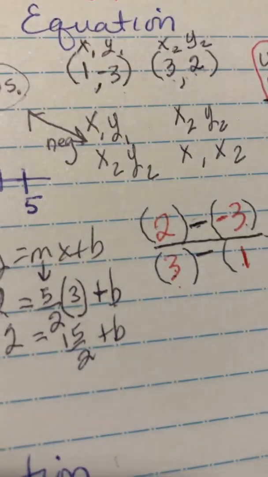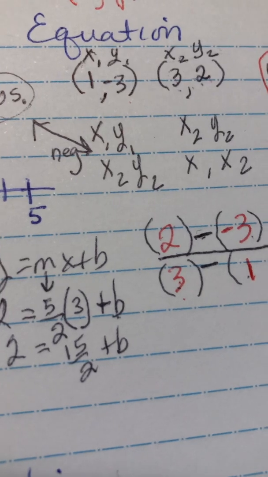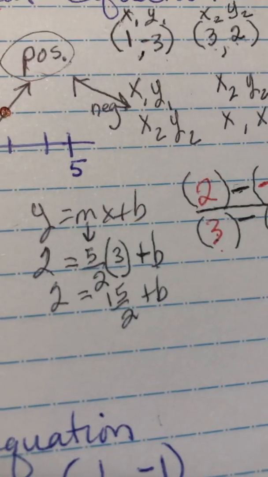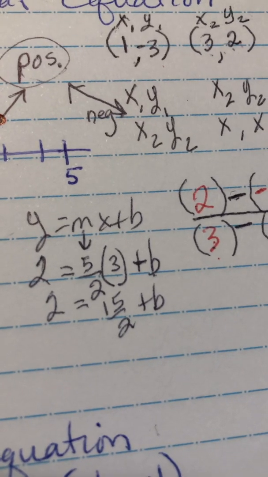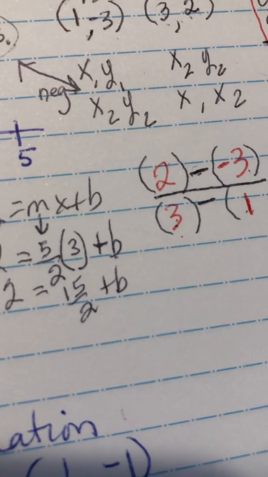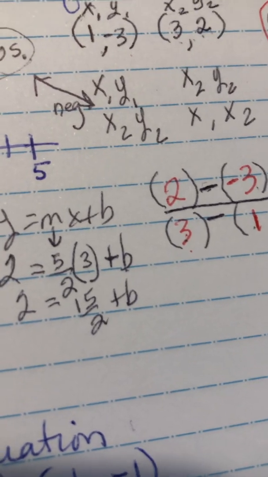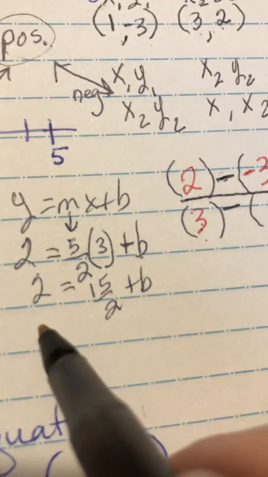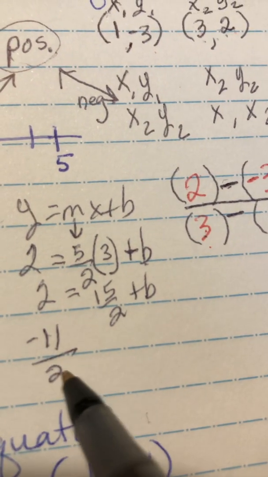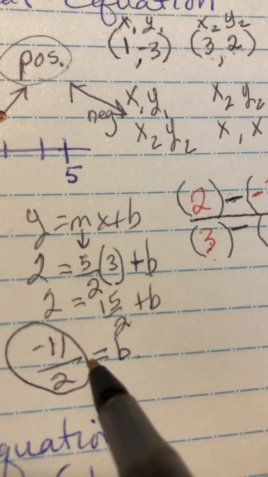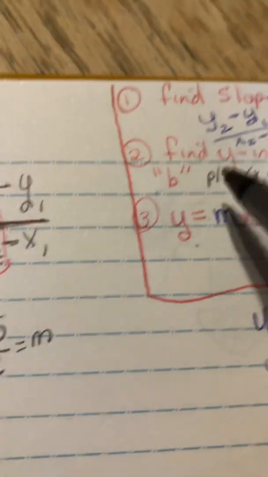And then I'm going to subtract 15 over 2 from both sides because I'm trying to solve for b. So it's going to be 2 minus 15 over 2. And that's going to tell me that it's a negative 11 over 2. So negative 11 over 2 is b. My b value now is negative 11 over 2. So I found my b value.